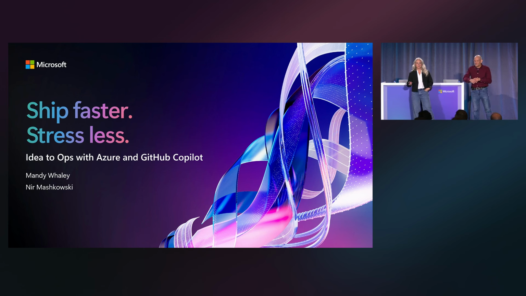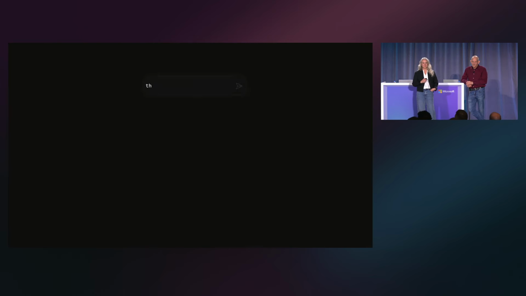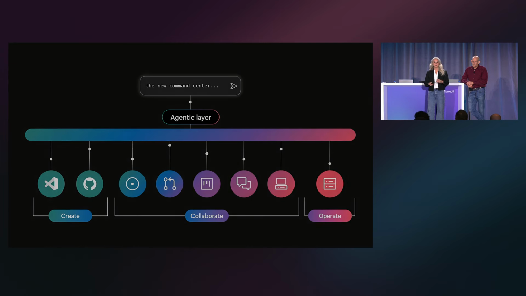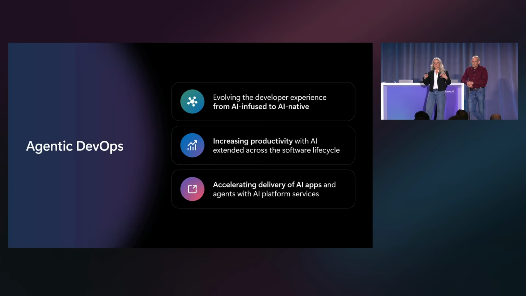We're going to help you ship faster and stress less using Azure and GitHub Copilot together. So agents are now available to help you across the whole software development lifecycle, from helping you create your code in your IDEs, to collaborating with you and your teammates and working in your repo on async issues, to helping you operate, monitor, and maintain your application. And this is what we think of as agentic DevOps.